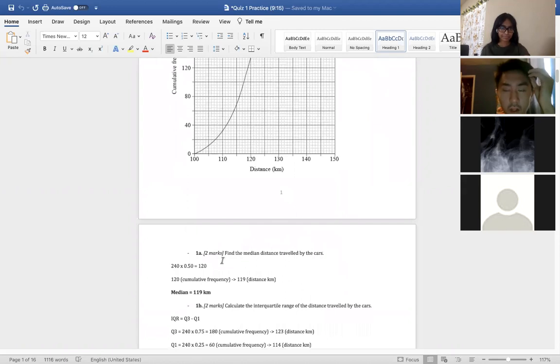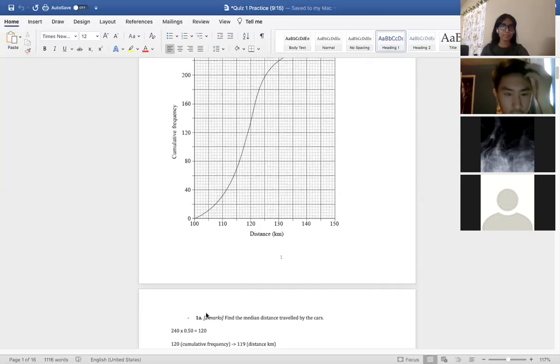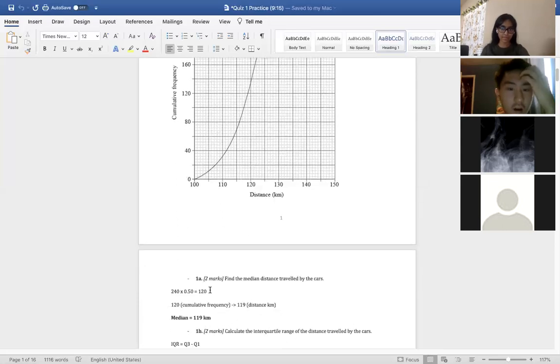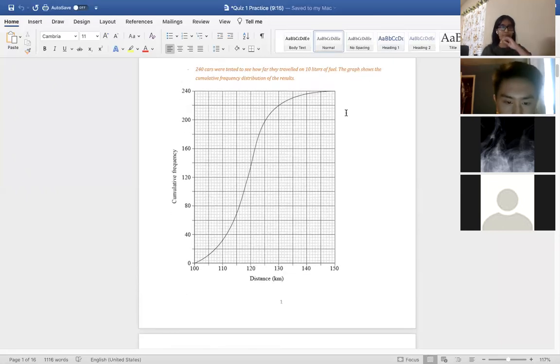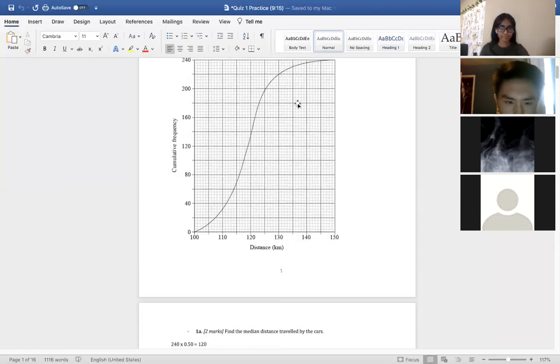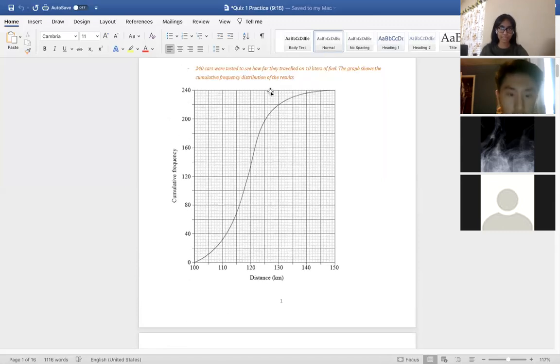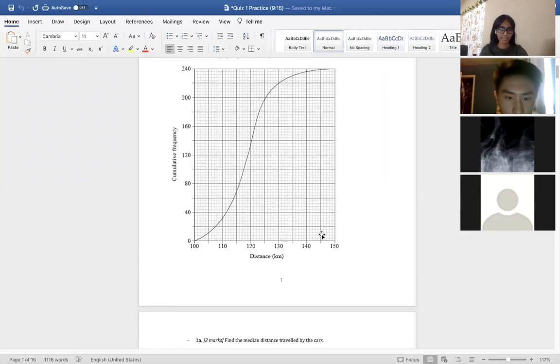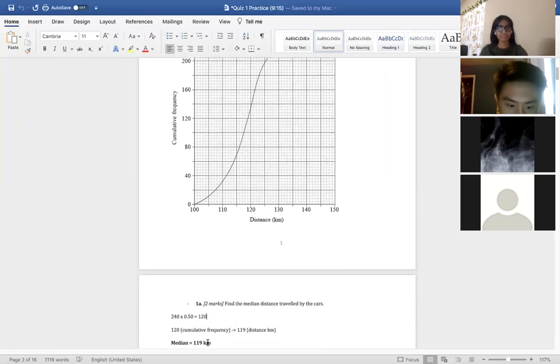For median, isn't it that you get the highest cumulative frequency and then you divide it by 2? Exactly. So it would be like 150, or is it? Oh no, 240. It's 240 because that's the highest value shown on the graph. So basically, exactly what Charlie said, divide by 2 or multiply by 0.5. And then you get 120.